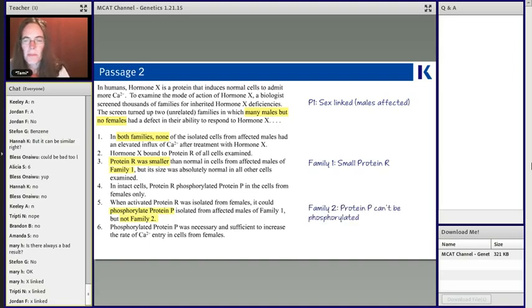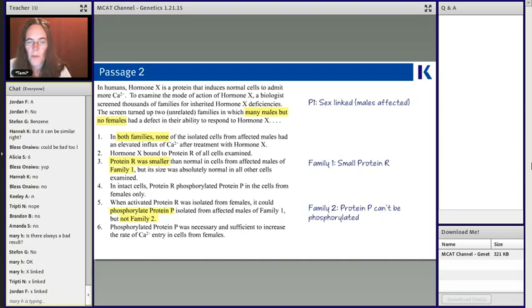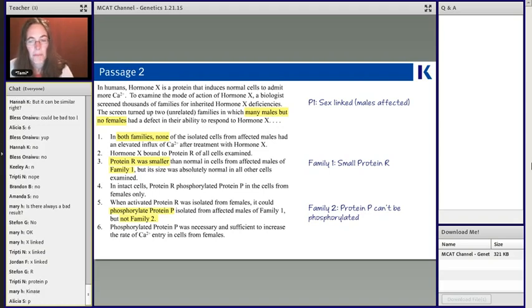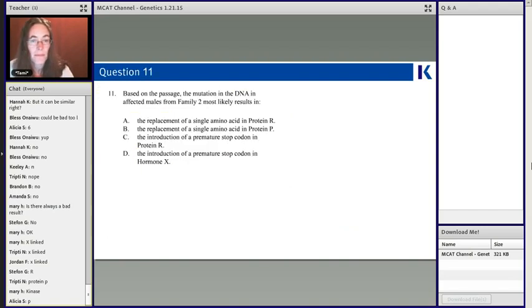So if protein P cannot be phosphorylated, is the problem with protein R or with protein P? Protein P, because it can't be phosphorylated. So protein R is the problem in family 1, it's teeny. Protein P is the problem in family 2, it cannot be phosphorylated. Many things, if they're not phosphorylated, they are not active. If I need to go back to this number list, I can. But I'm not going to spend too much time on it.